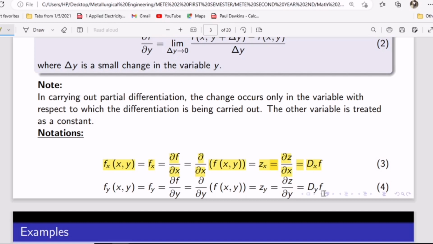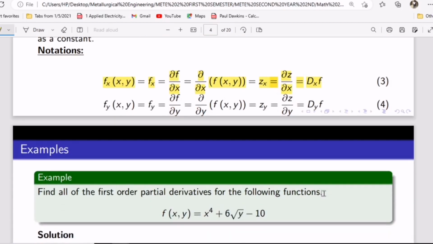Yes. You can also have a capital D x of f. It's the same thing. The partial derivative of x with respect to what? Or the partial derivative of f with respect to x. Or you can also say the partial derivative of what? X. Let's take some example for us to understand.